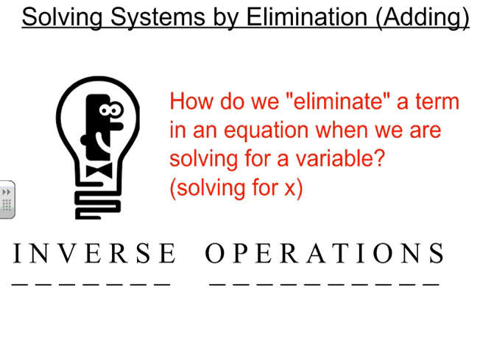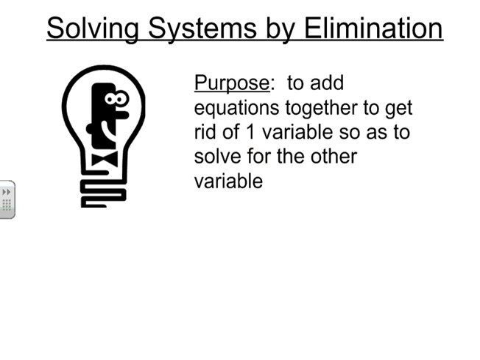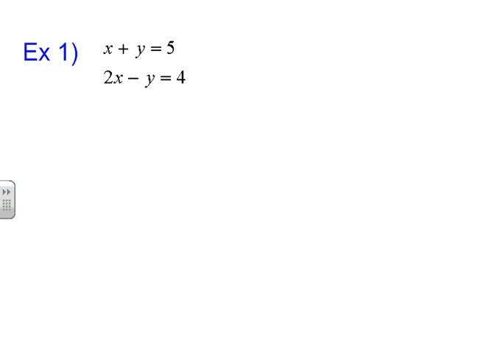Well, we're going to use that same idea of inverse operations when solving systems by elimination, because in elimination, we're basically going to add the equations together so that we will be able to eliminate a term. So our purpose is to add equations together, get rid of one variable so as to solve for the other variable. And we must remember that when we are solving a system, our answer is an ordered pair. It is a location. So let's take a look at this problem here.